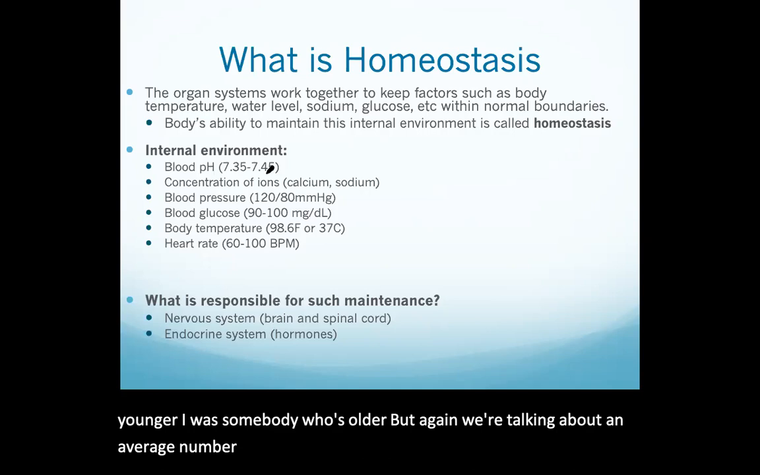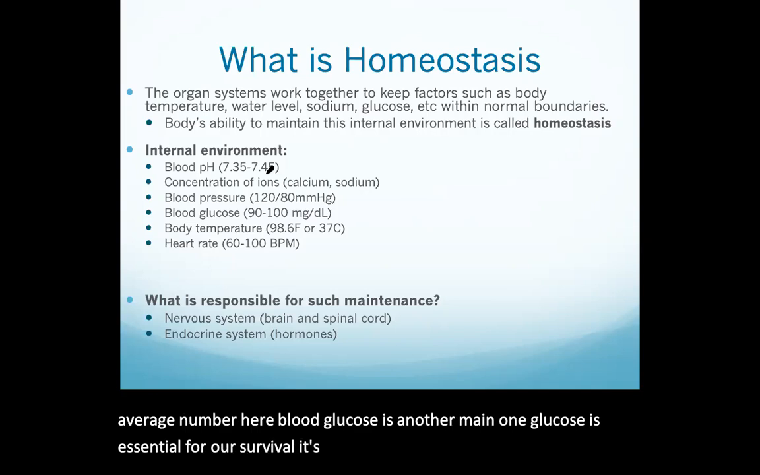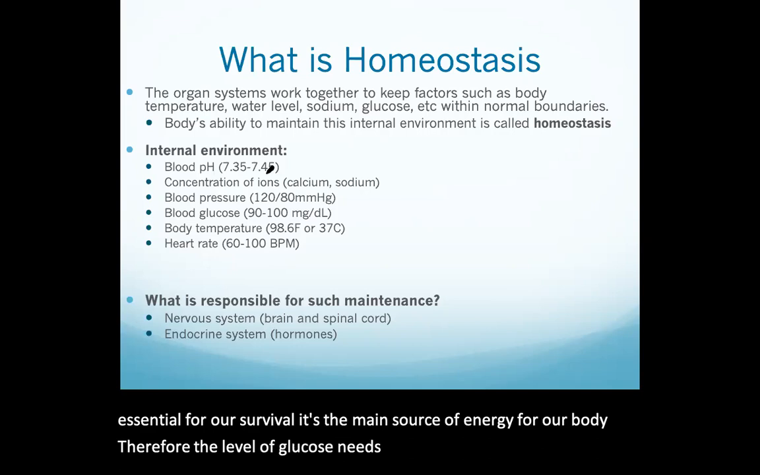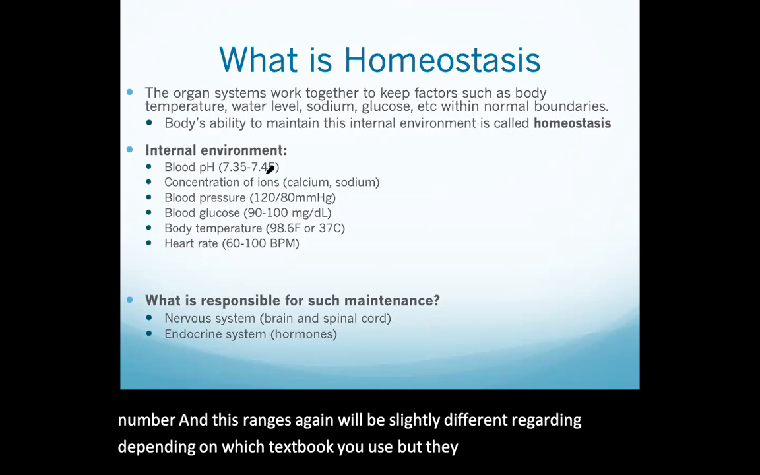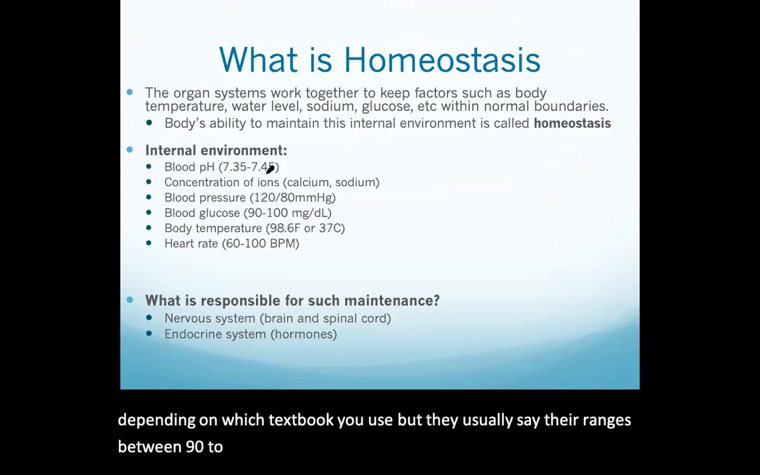Blood glucose is another main one. Glucose is essential for our survival. It's the main source of energy for our body. Therefore, the level of glucose needs to be maintained at a specific number. This range will be slightly different depending on which textbook you use, but they usually say the range is between 90 to 100 milligrams per deciliter.